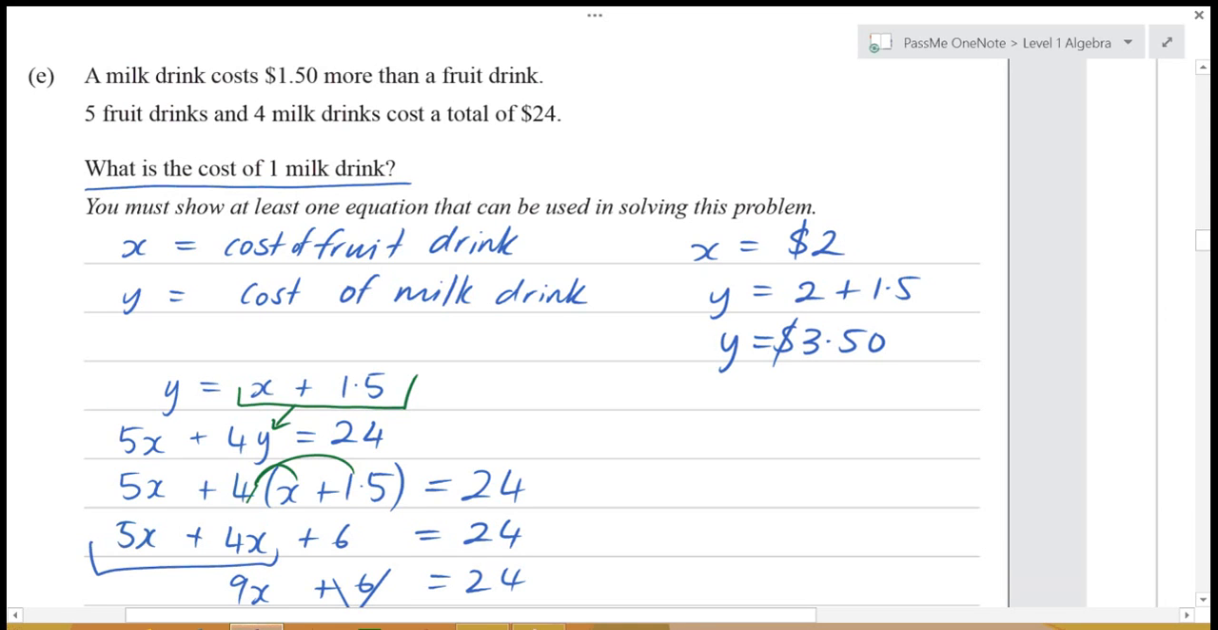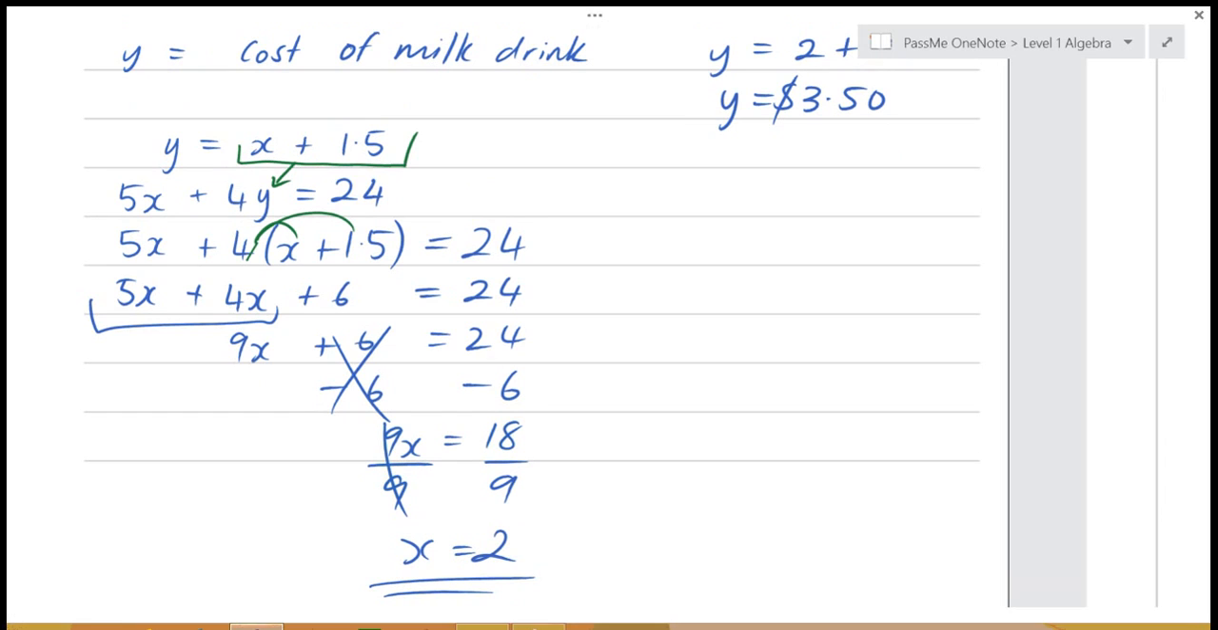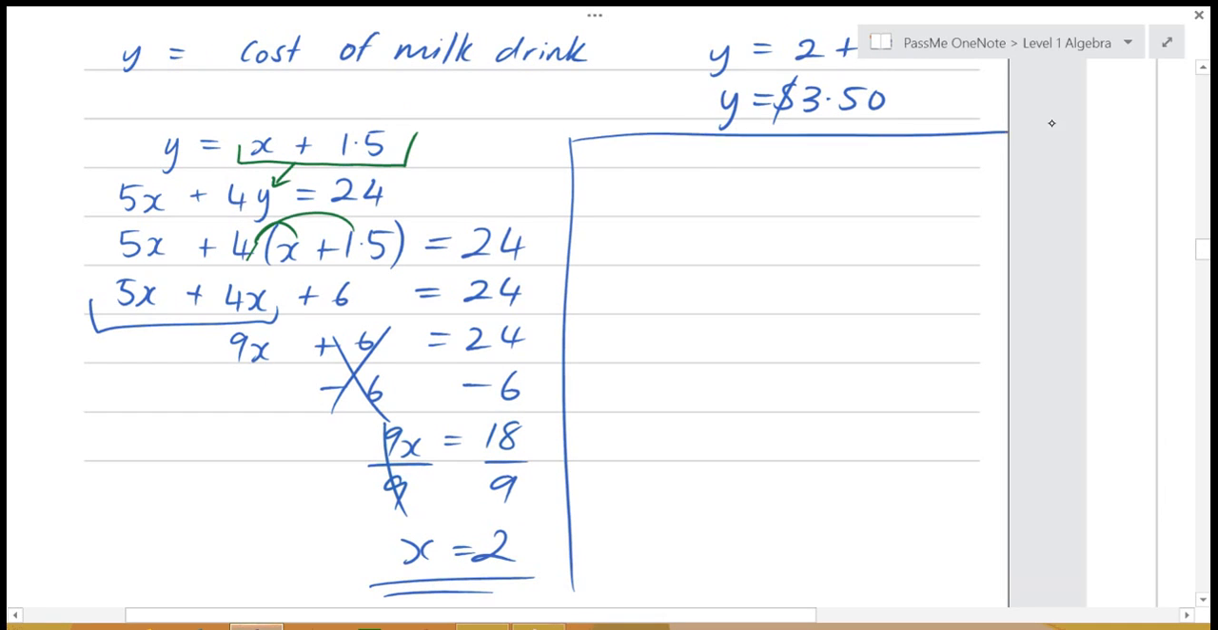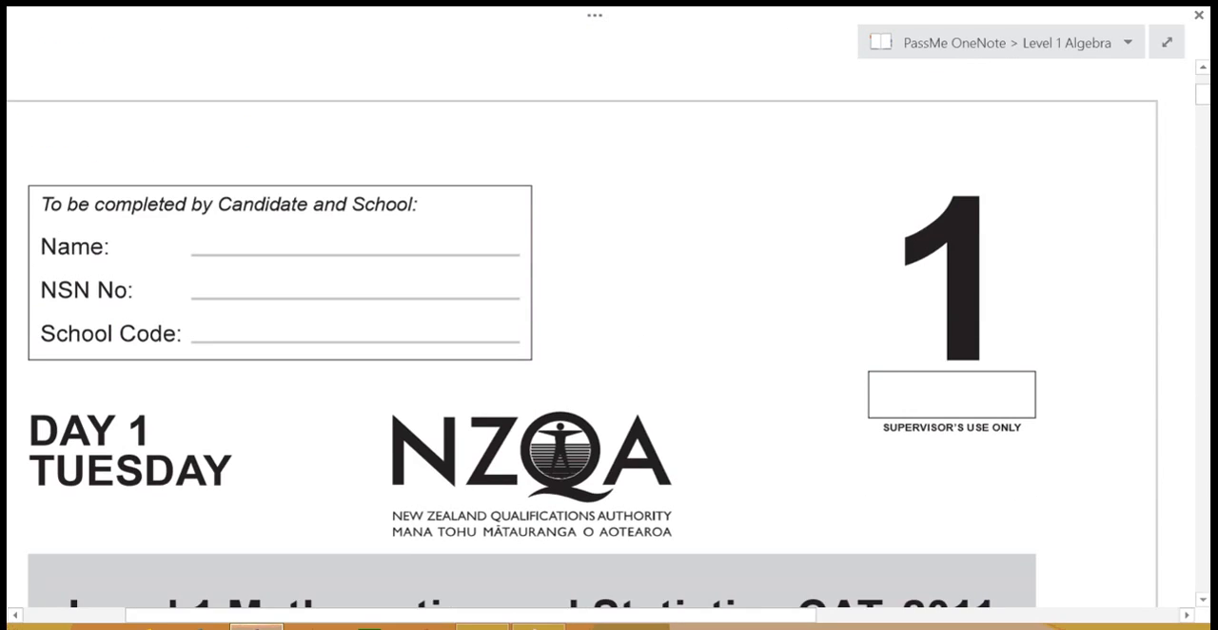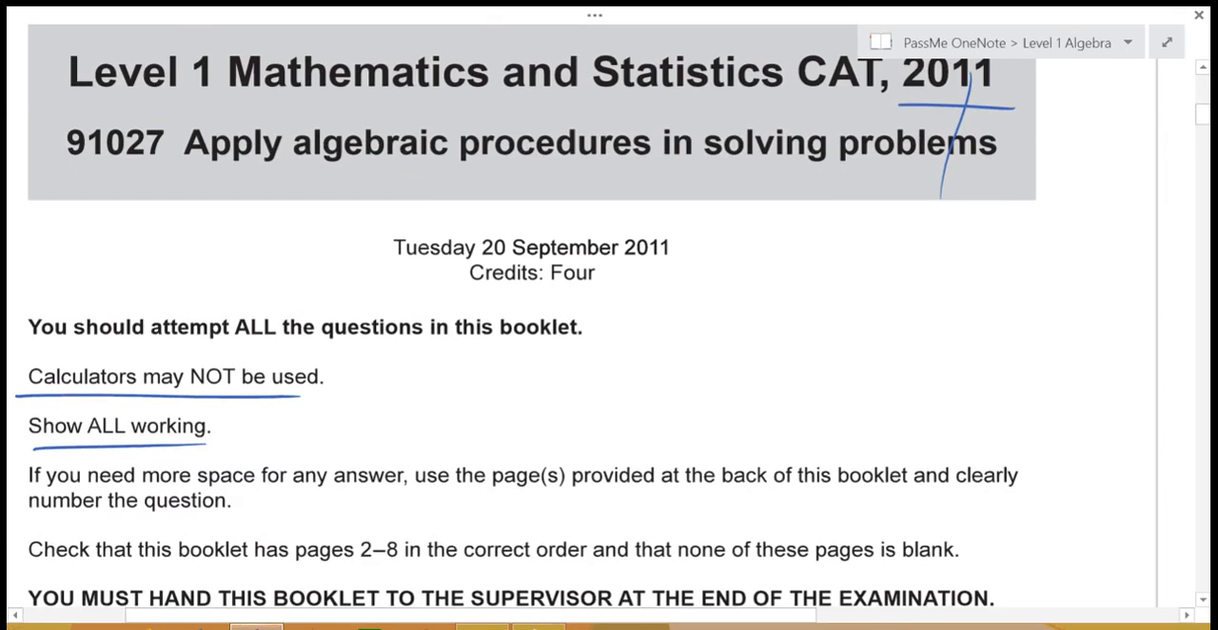The question's been asked in words, so I think it's good practice here to answer it in words. Saying y equals $3.50 is not very helpful, so we'll write a sentence about what we found out. One milk drink costs $3.50. Okay, and that's question 1 from the 2011 CAT, the first variant.